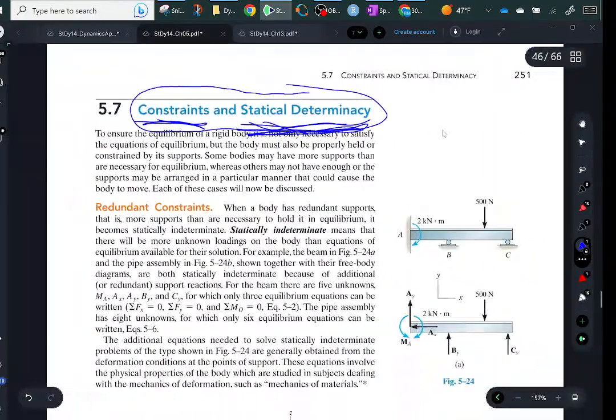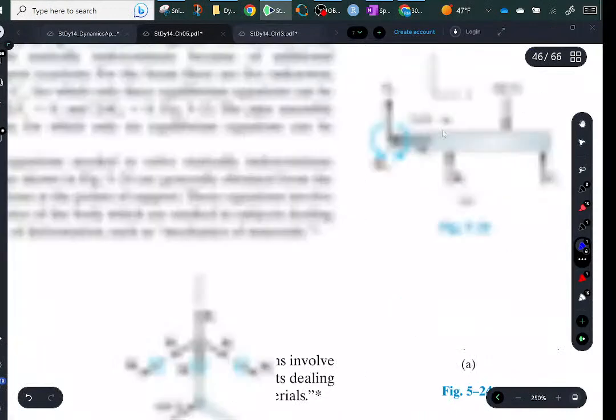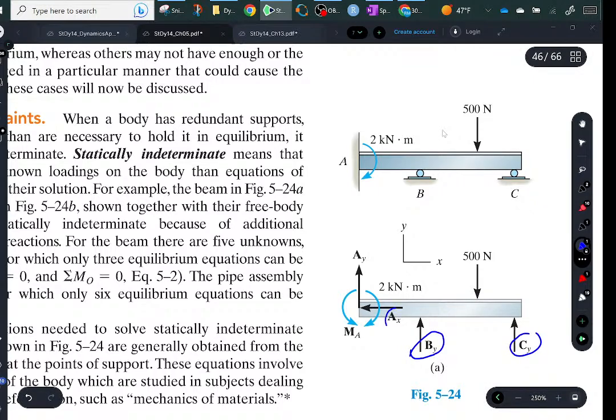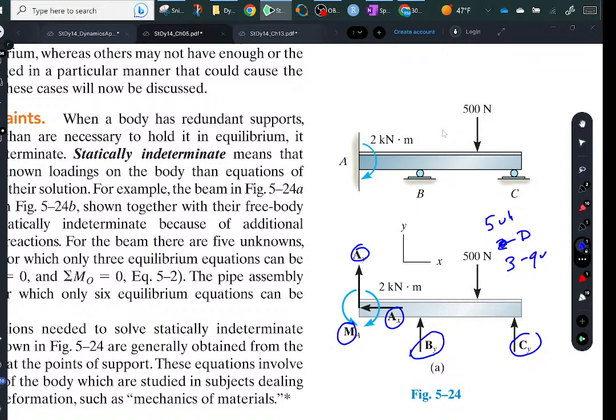So, for example, you look at this thing. Okay, this is a 2D problem. So you have 1, 2, 3, 4, 5 unknowns. 5 unknowns. In 2D, you have 3 equations. You can't figure this out with just statics. If you're in mechanics of materials, believe it or not, you can. Why? Because when you get into mechanics of materials, there are extra equations that show up.